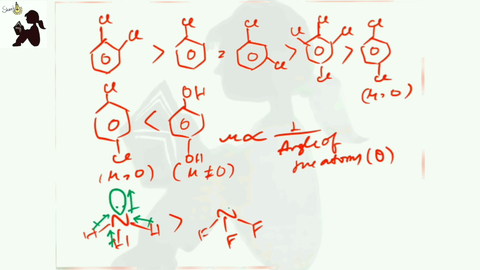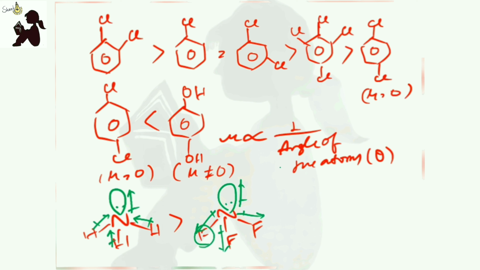But here in case of F, we see that F is more electronegative than nitrogen, so it attracts their electrons. F is attracting nitrogen's electron here, so eventually this value will get lesser because it is not getting the attraction of the electrons from H. Moreover, fluorine is attracting nitrogen's electron, so it will be less than NH3.